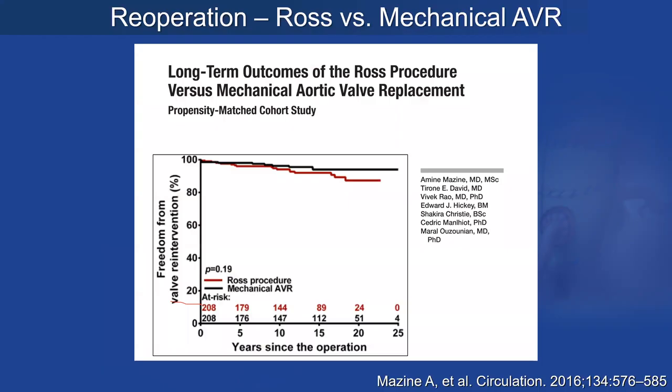But importantly, if you follow all of these techniques, as shown by some of the pioneers in that field, this is Dr. David's series where he compared Ross versus mechanical AVR in this propensity matched analysis study. And again, Amin was the first author of the Circulation paper. And up to 20 years, there was no difference in the rate of reintervention between Ross and mechanical AVR.